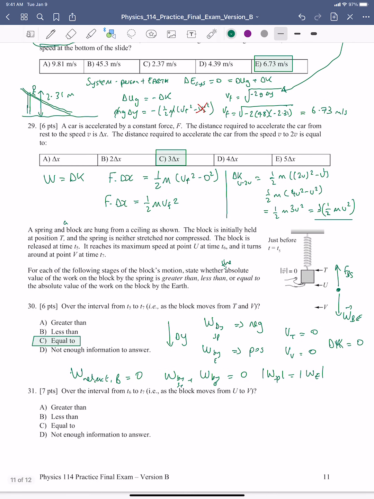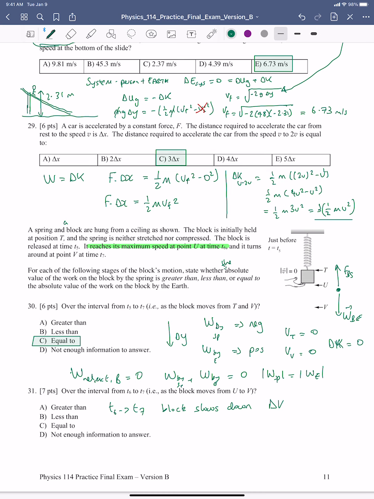Okay, and then for the interval from T6 to T7, as the block moves from U to V, the same type of reasoning applies here. The spring is still doing negative work, the earth is still doing positive work, but at T6 it's moving at its maximum speed. So it reaches its maximum speed at T6, and as it goes from T6 to T7, the block slows down.